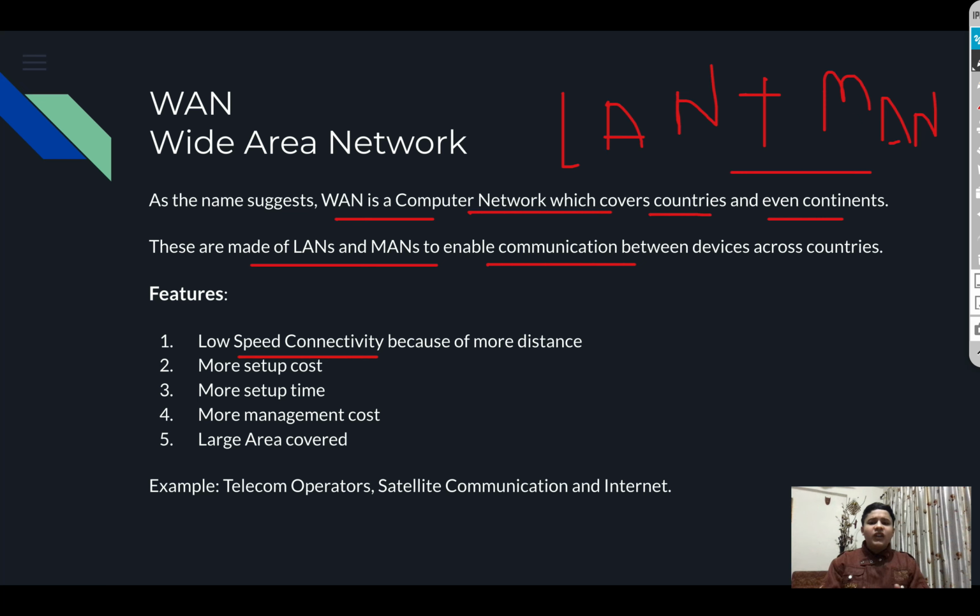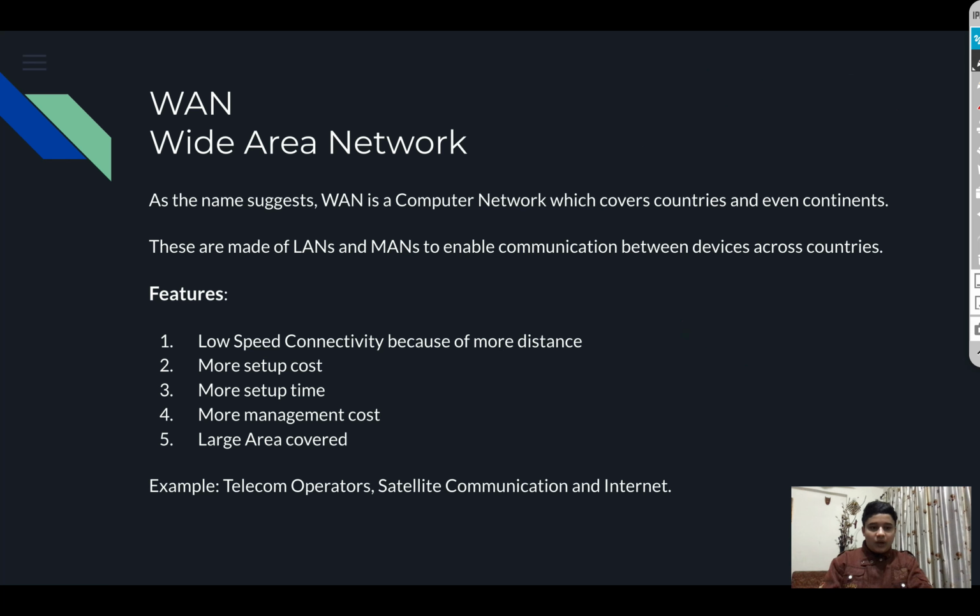Now these have very low speed connectivity, but nowadays as the technologies are very advanced, this speed is getting a lot more than expected. For example, 1 Gbps or 10 Gbps, like this. So this is a very big advantage that the technology is being developed on a very high scale these days. So this has a lot of setup cost, because you need a lot of LANs and MANs, a lot of towers, etc., as well as setup time and more management cost and more management to be done.